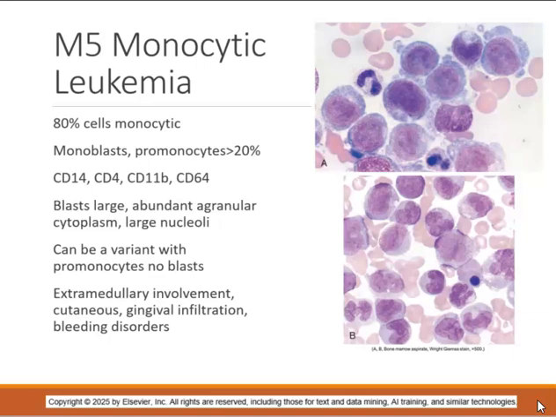Again, with monocytic leukemia, there's extramedullary involvement. In other words, it's outside of the bone marrow now. So now we're getting skin, gum infiltration, and the platelet count is low, so they have bleeding disorders because of it.